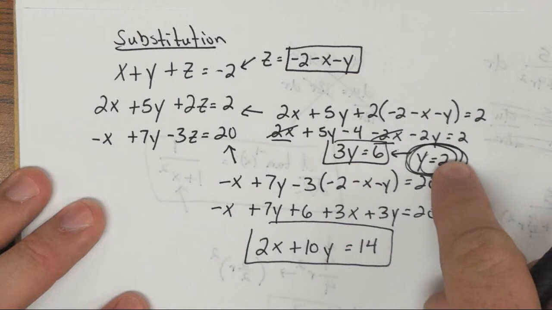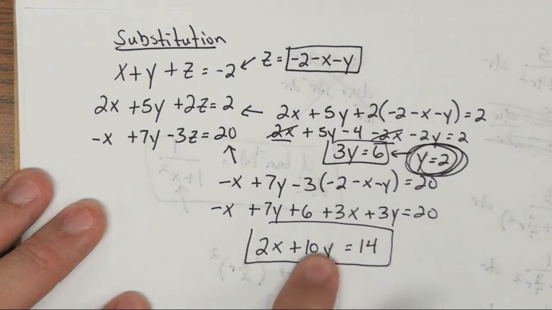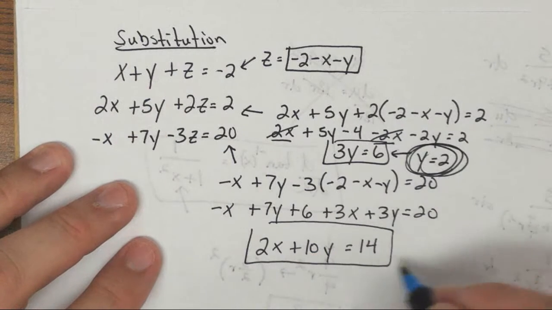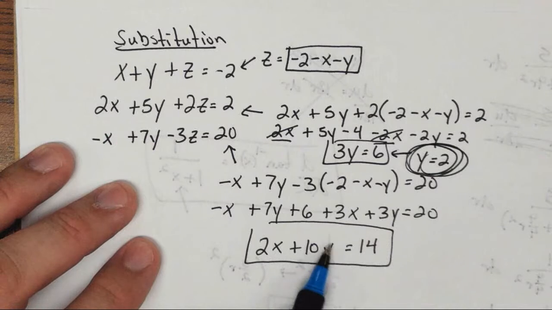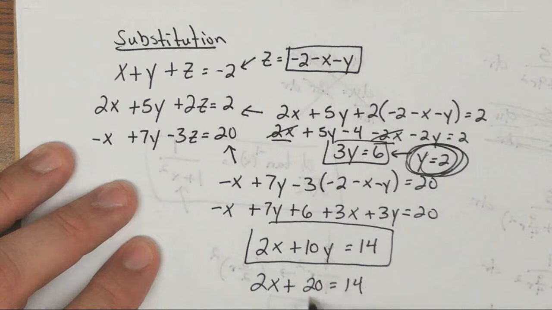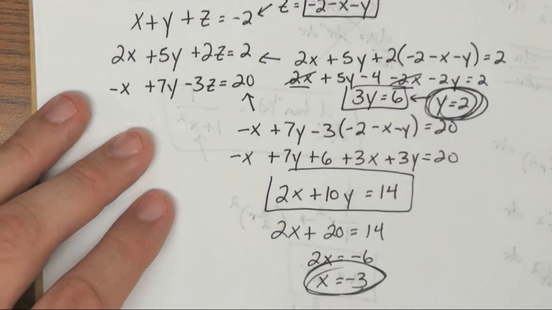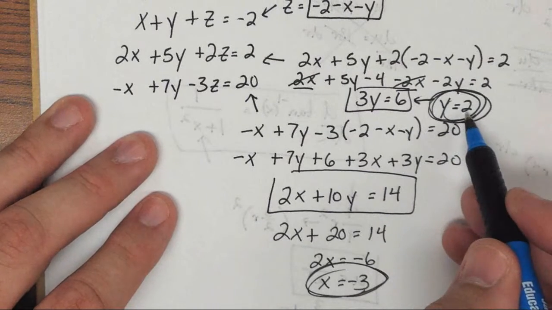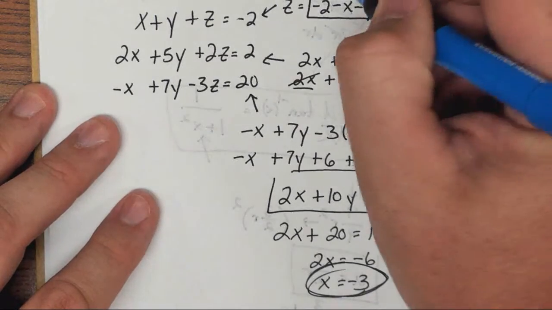Now that we know that y equals 2, everywhere we have a y, you can replace that thing with 2. Like in this other equation, notice I have x's and y's. Well, y is 2. So I now have 2x plus 10 times 2 is 20. It's 14. Move the 20 over, we get 2x is -6. Divide by 2, you get x is -3. That's another part of your answer. You now have the value for x, the value for y. We now only need the value for z.